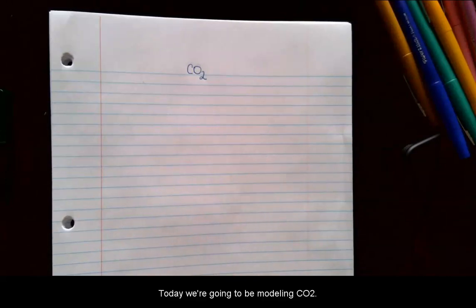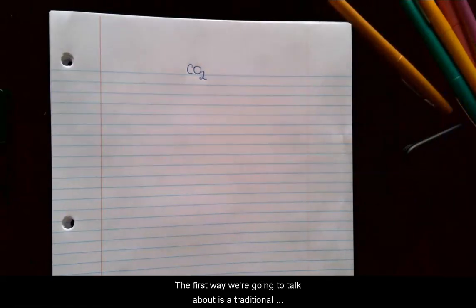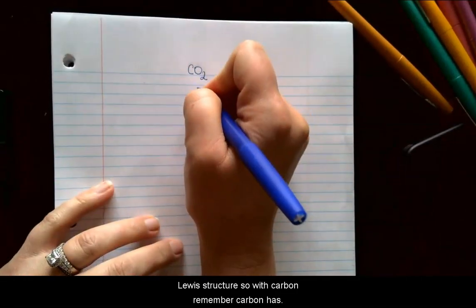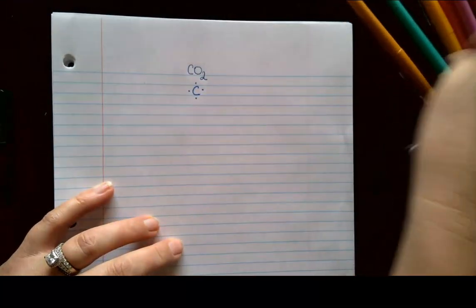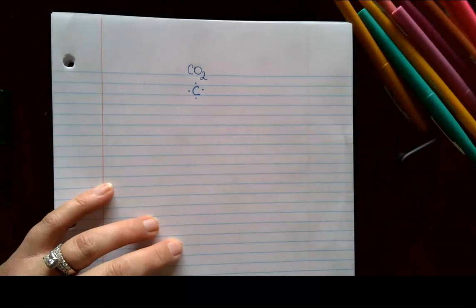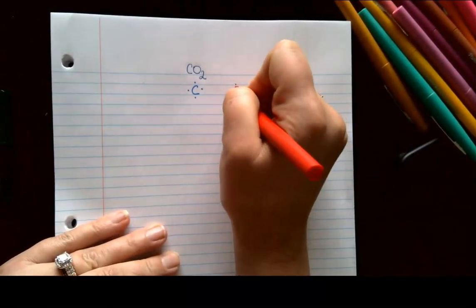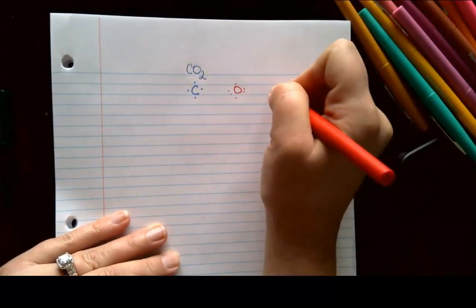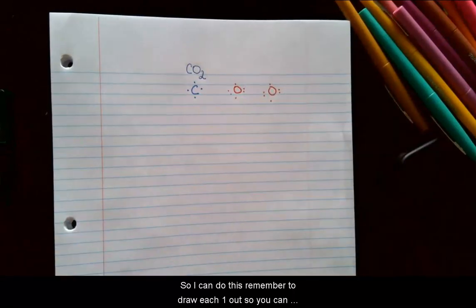Today we're going to be modeling CO2 in 3 different ways. The first way we're going to talk about is a traditional Lewis structure. So with carbon, remember carbon has 4 valence electrons, and each oxygen has 6 valence electrons. And that's each oxygen. If you're doing this with me, just remember to draw each one out so you can see each one.